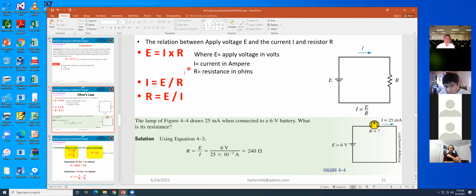This is the basic Ohm's law, okay? You must try to memorize. If they want E, then I times R. If they want I, you take E divided by R. And if you want R, then you take E divided by I. However, importantly, is the unit. E must be in volt, I must be in ampere, R must be in ohm. If they give you I in milliamp, then you have to convert it into amps, okay? If they give you kilo ohm, then you have to convert it to ohm. Okay? That is for Ohm's law.